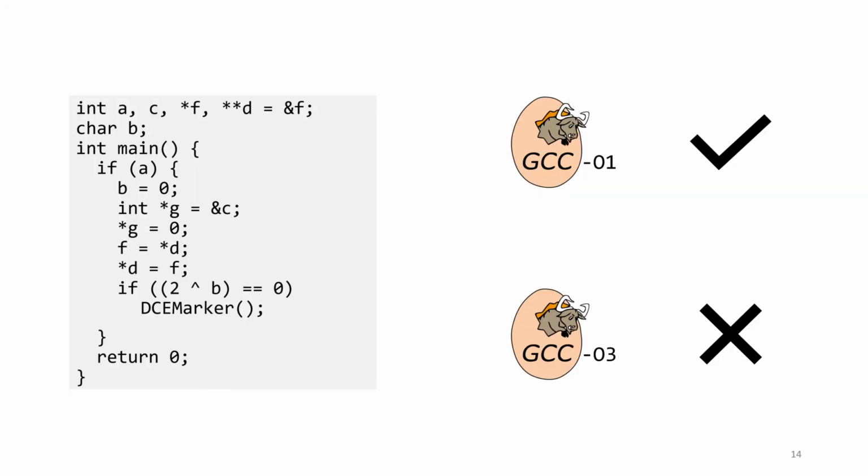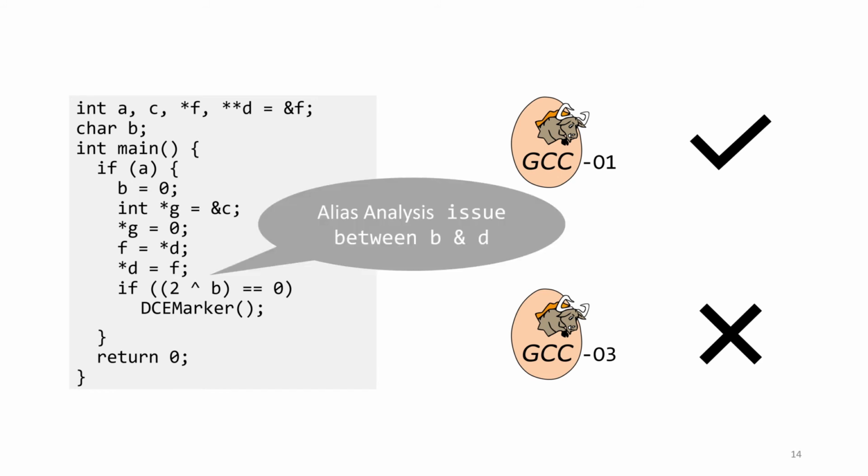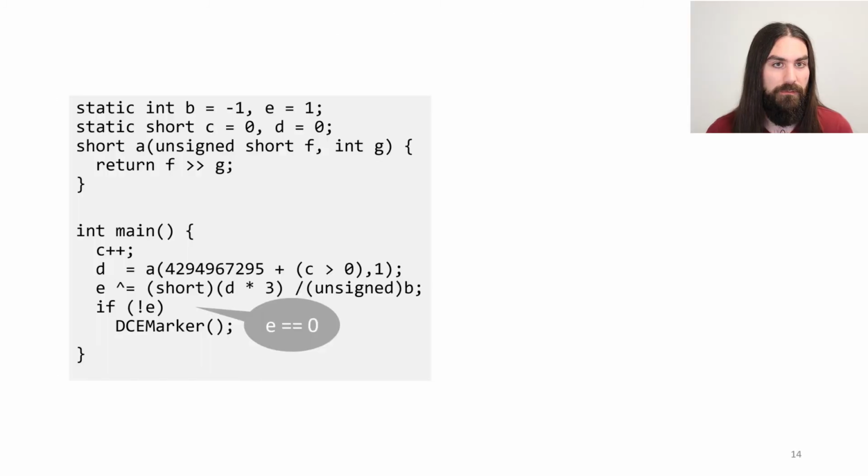Here is an alias analysis related missed optimization opportunity. Similarly to before, GCC could eliminate the marker at O1, but it could not at O3. And the problem was that it could not figure out that the pointer D cannot point to the variable b, even though they have completely separate types. Another example of missed opportunity is shown here.